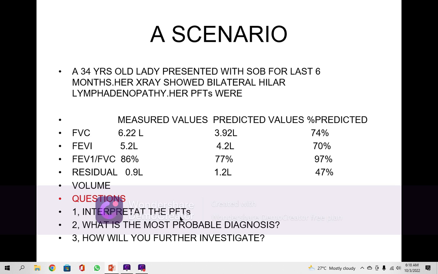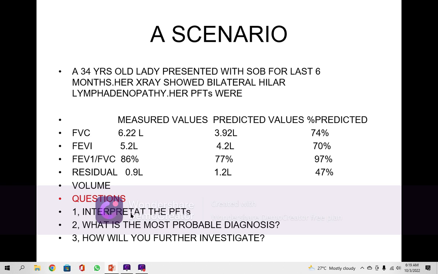Now interpret the pulmonary function test. Although the total lung capacity should be measured also. The parameters we usually measure are the forced vital capacity, the forced expiratory volume in 1 second, the ratio of FEV1 with the forced vital capacity, and residual volume RV, and we also measure in some cases the total lung capacity. That is called volumetry. These are the essentials of this pulmonary function test.